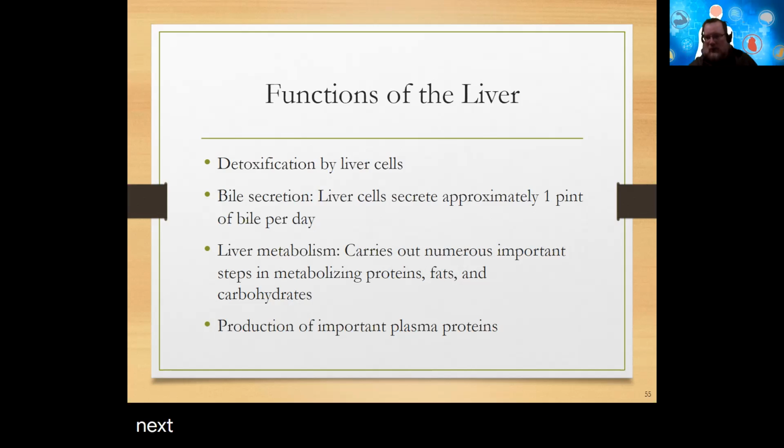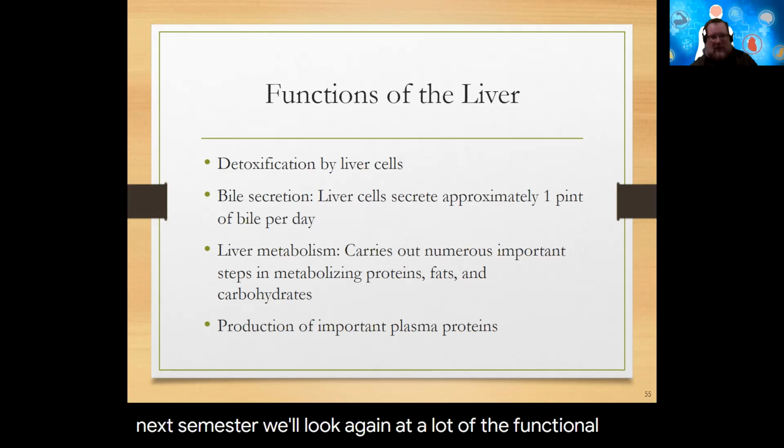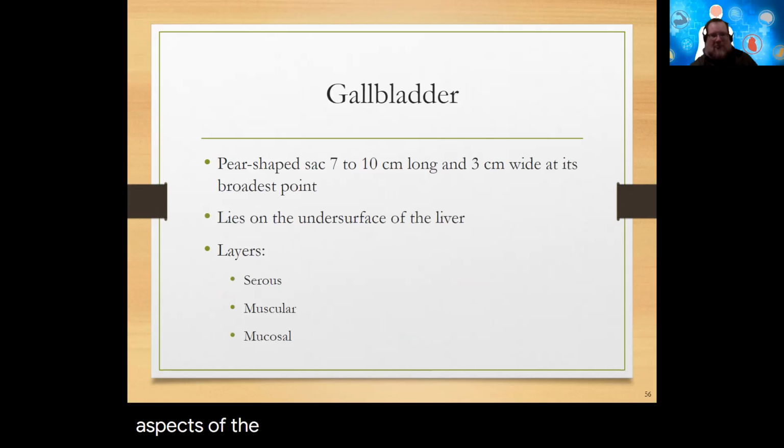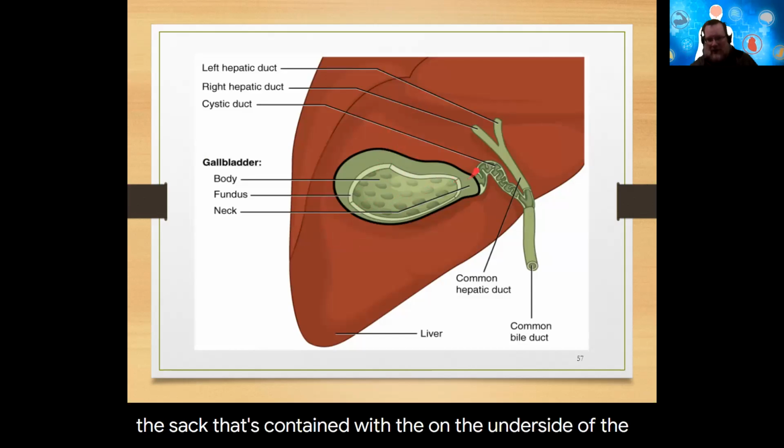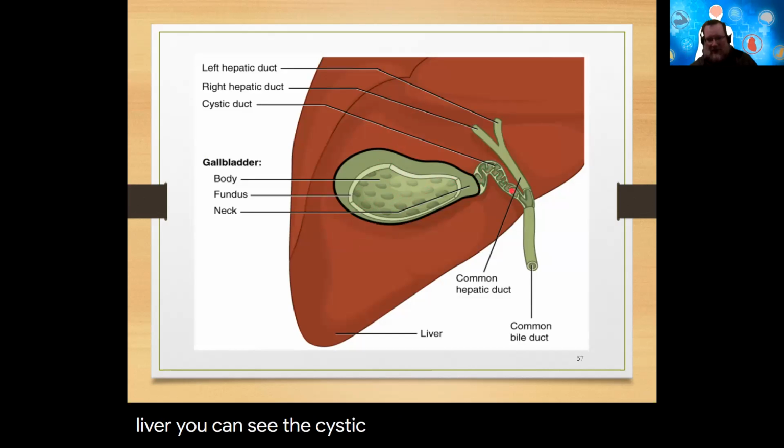So next semester, we'll look again at a lot of the functional aspects of the liver. And again, the gallbladder is going to be the sac that's on the underside of the liver. You can see the cystic duct connecting with the common hepatic duct, or just the hepatic duct, and then they form the common bile duct. So cysto means bladder, hepa means liver. So hepatic joins cystic, and then we get the common bile duct.